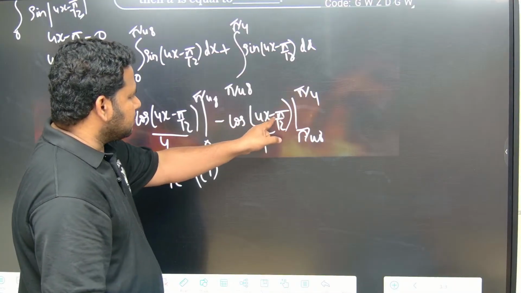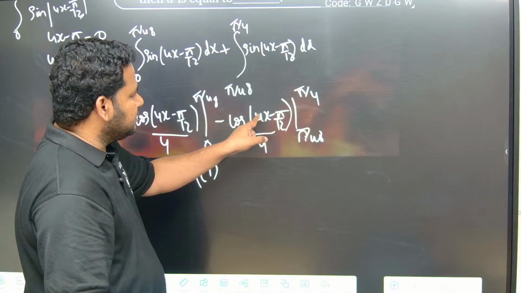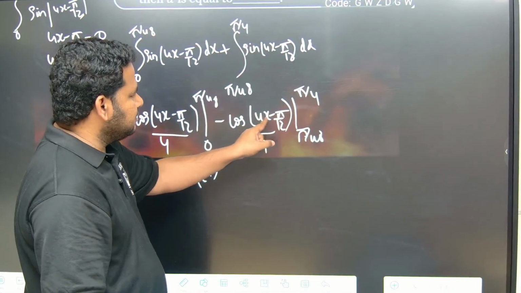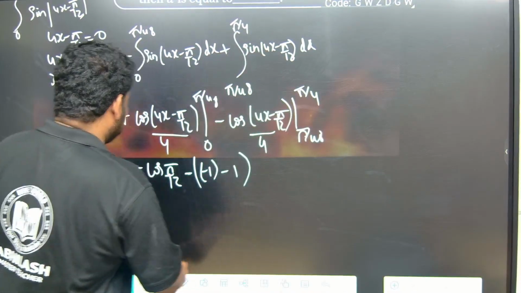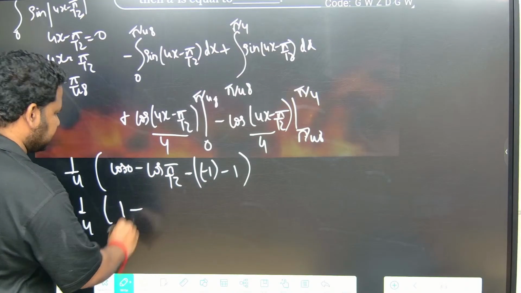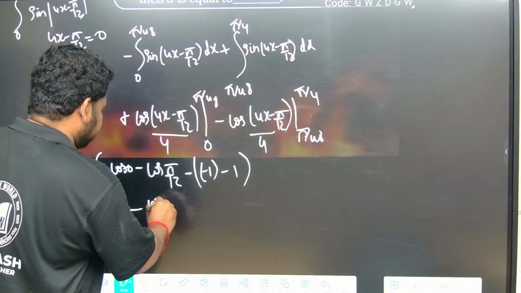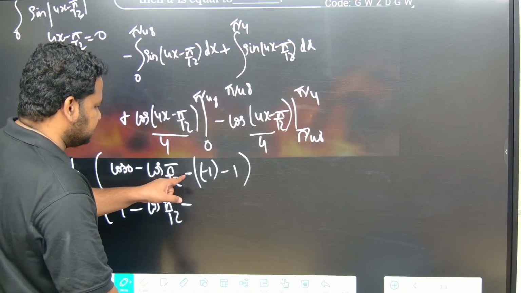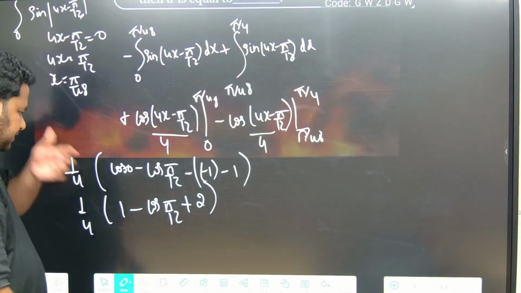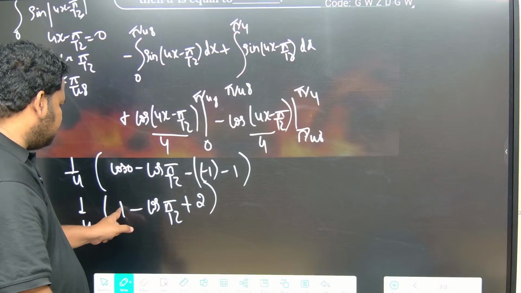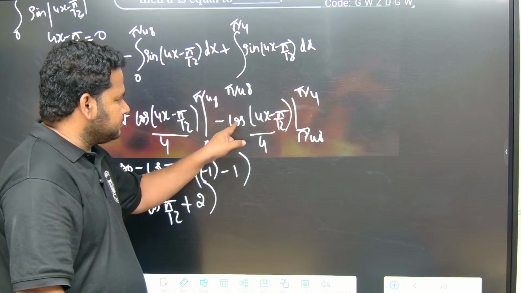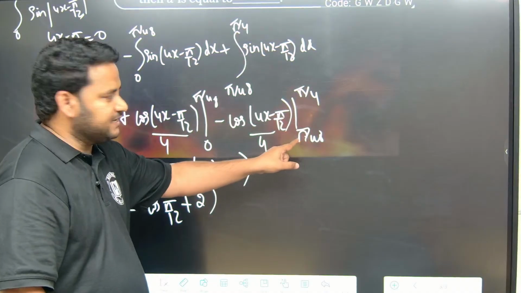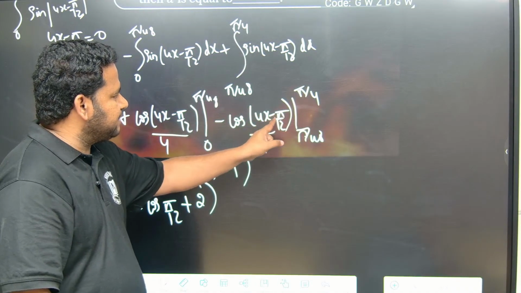Cos 4 into pi by 8 minus pi by 12 is cos 0, which equals 1. So this will be 1 by 4 into cos 0, which is 1. Now cos pi by 12 I write as it is. Minus into minus is plus, so minus 1 plus 2. And cos 4 into pi by 48 is cos pi by 12, and cos pi by 12 minus cos pi by 12 is cos 0.